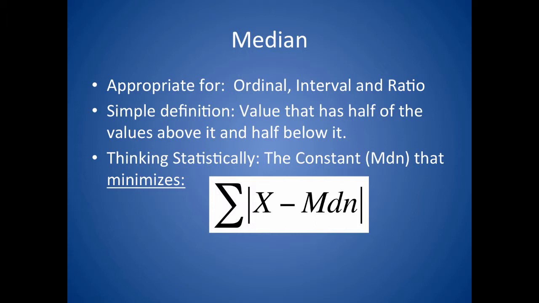The median is the constant that minimizes the sum of the unsigned deviations about it. Any other constant will give you a larger sum. So while we'll talk about ways of calculating the median, what makes the median is that it is the constant that minimizes the unsigned deviations about it.